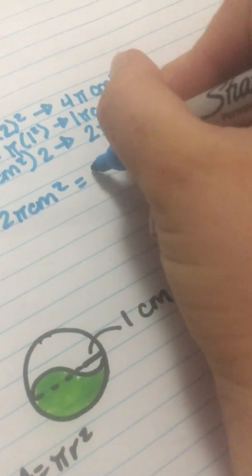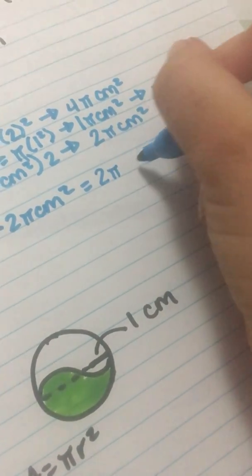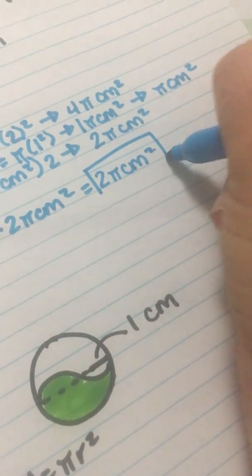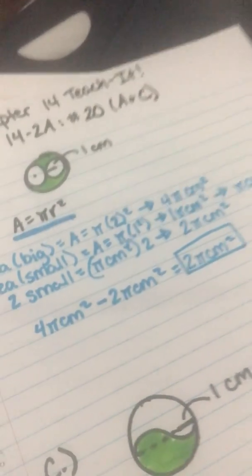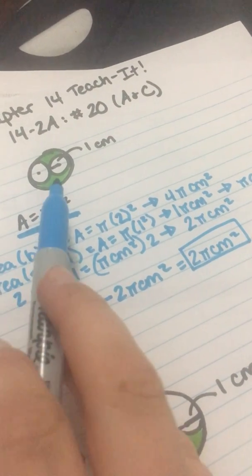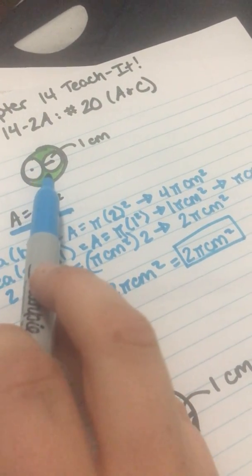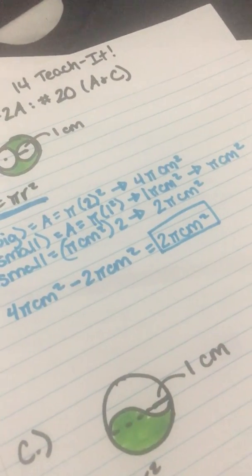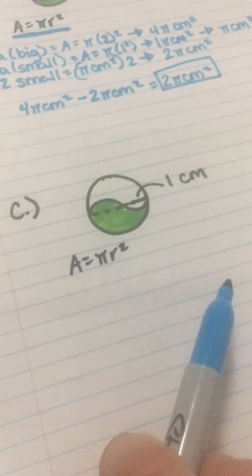So we're going to take 4 minus 2 is 2. We're going to keep that pi in there. So 2 pi centimeters squared. And that is going to be our answer for the shaded region of this circle here. So the shaded region of the big circle here is equal to 2 pi centimeters squared. Now on to part C here.